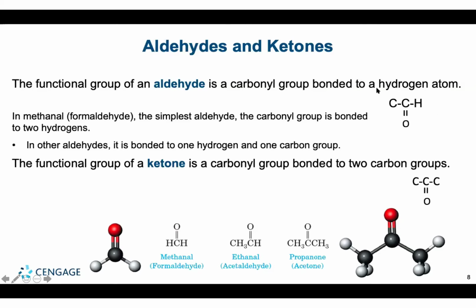Always, aldehydes end with -al. For example, when we have one carbon, it's going to be methanal. What about here? We have two carbons. It's going to be ethanal. And here, when we have one carbon, the common name is formaldehyde.